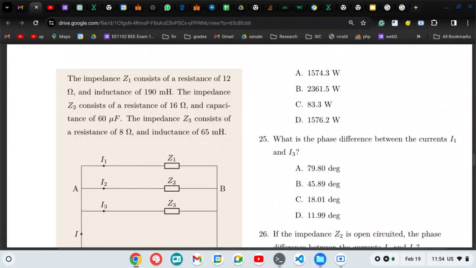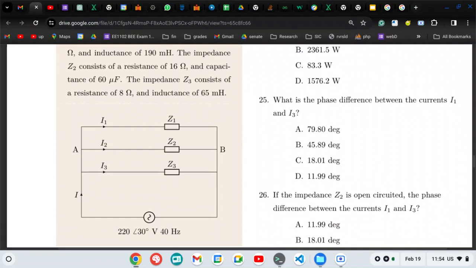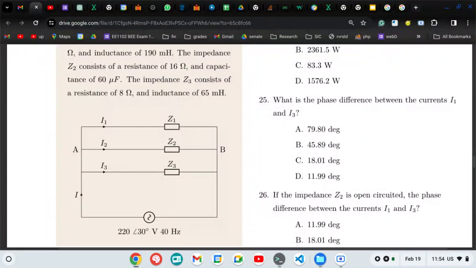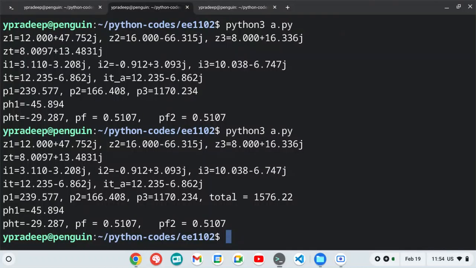Next one, phase difference between currents I1 and I3. Now, we are asked for the phase difference between I1 and I3, but which is leading and which is lagging is not given, so you just have to find the difference. Anyway, we got the individual phases, right? So manually we'll do it.